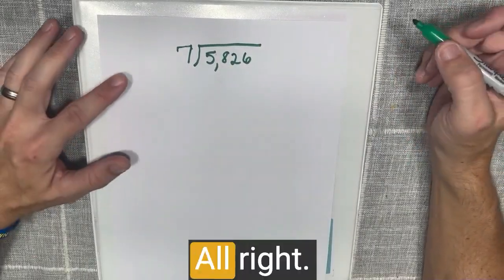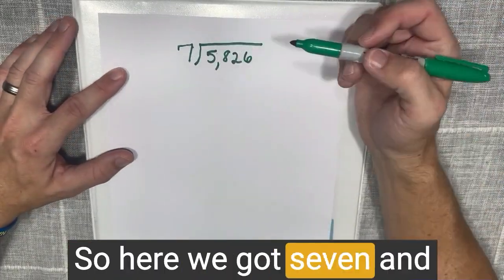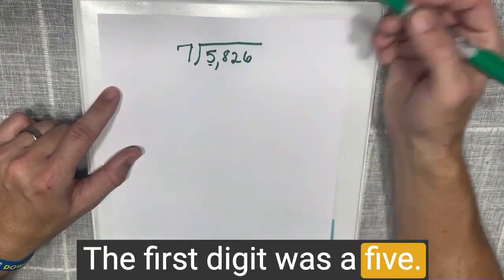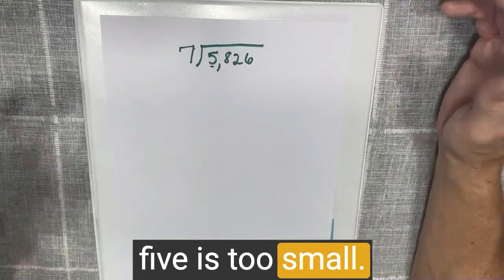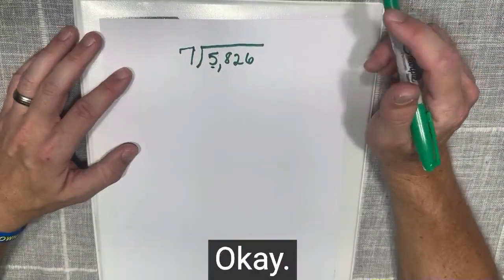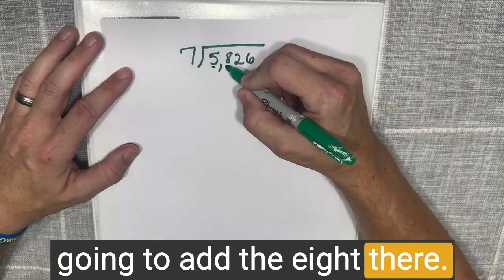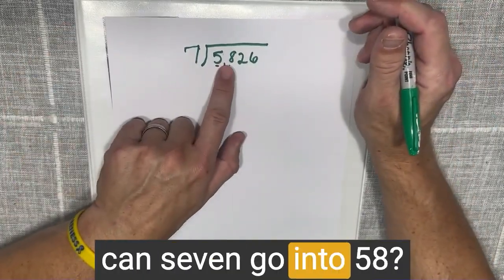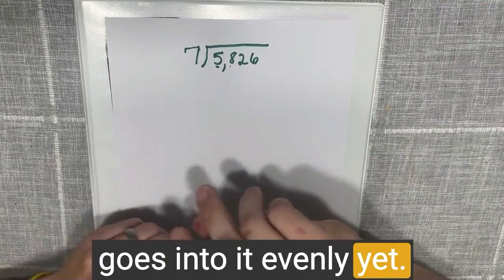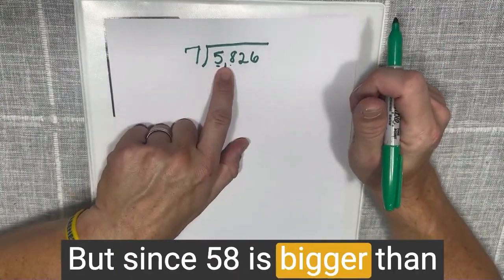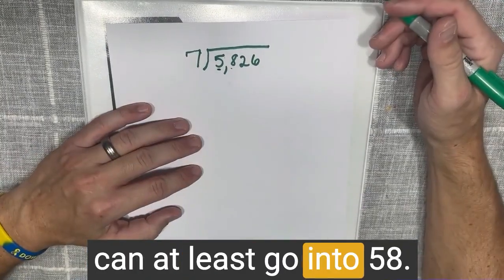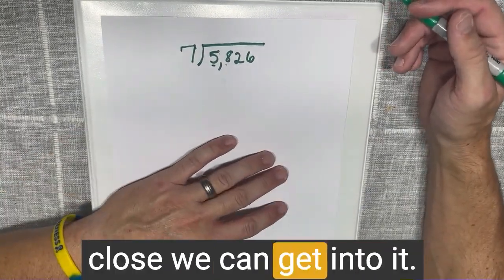Okay. So here we got 7 and we're going to see if it can go into the first digit. The first digit was a 5. And remember, 5's too small. 5's smaller than that 7. That means 7 can't go into the 5, can't fit. So we're going to add the 8 there. So we're going to say, can 7 go into 58? Now, I don't know if it goes into it evenly yet, but since 58 is bigger than 7, then we know 7 can at least go into 58. We're just going to see how close we can get into it.